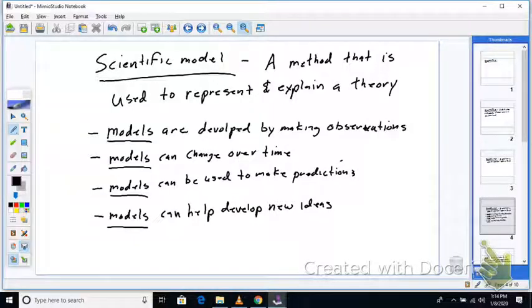So models are developed by making some observations. Models can change over time. As you get more and more information that comes in, it can support your model or it can not support your model in certain areas. This is a whole part of engineering. Engineering is a part that's science and math. A lot of math, a lot of science associated with it.